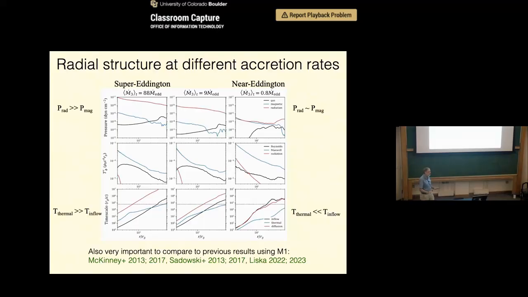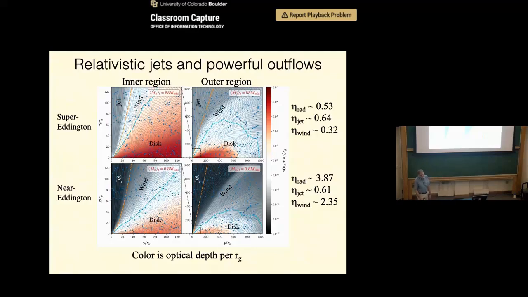Now the disk can cool, and so a larger fraction of the energy generated by accretion is going to escape in this case. And so again, we're able to probe the structure of these disks and compare them to previous predictions of what that should look like for various regimes.